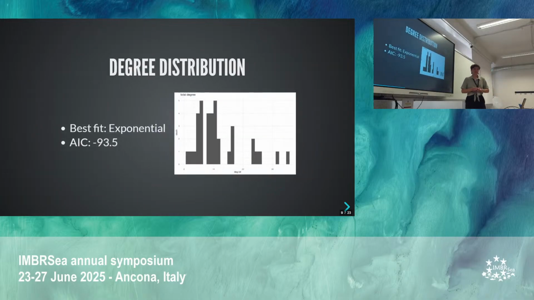The degree distribution is an analysis of the interactions, so this is the frequency of the interactions, and then we fitted models to this distribution: exponential, power law and non-uniform model. The exponential has the best fit, meaning that there are a lot of species with only a few interactions and only a few species that have a lot of interactions.